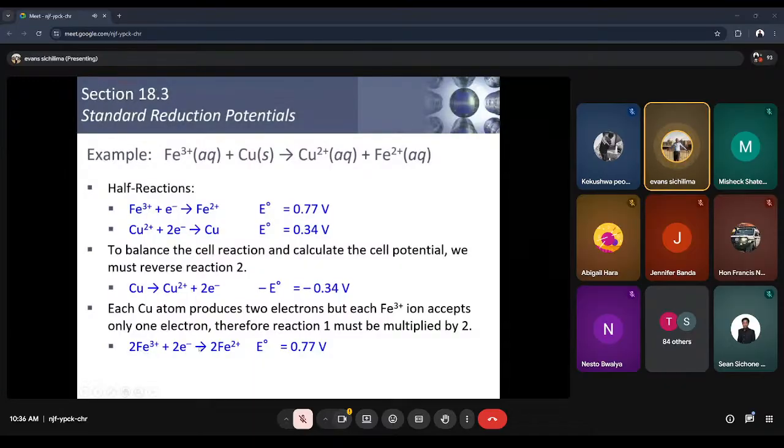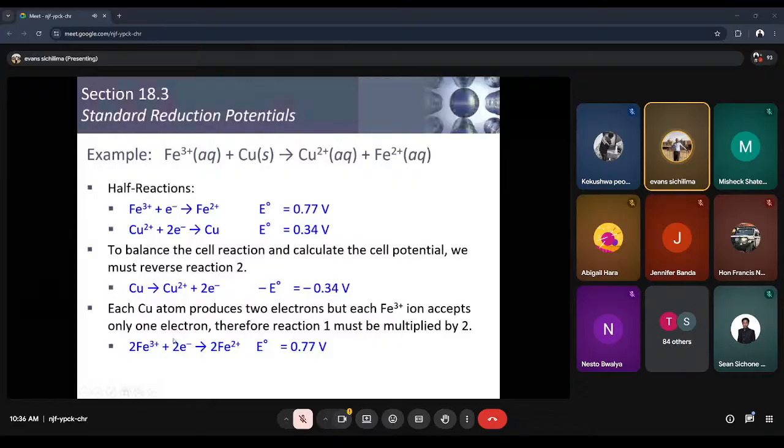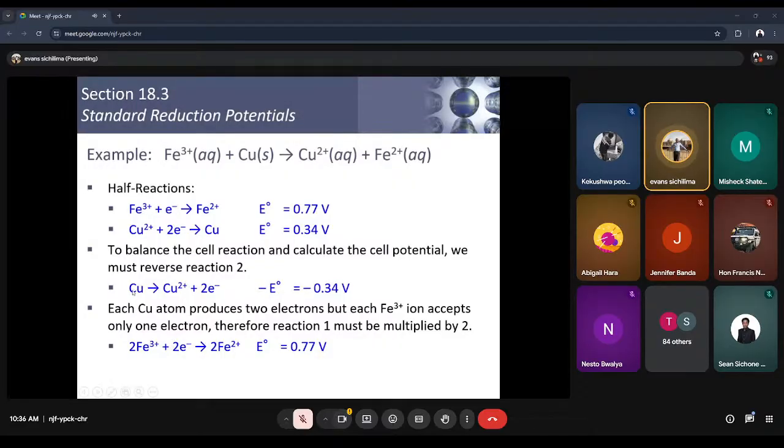The basic principle here is to balance these electrons. So if copper is giving 2 electrons, then we need to multiply throughout the half reaction of iron by 2, so that we have 2 ions that are gaining, each one is gaining 1 electron to get to iron 2 plus. Now remember what we said, the integer that we use when balancing this equation doesn't affect the standard electrode potential. So it remains the same.